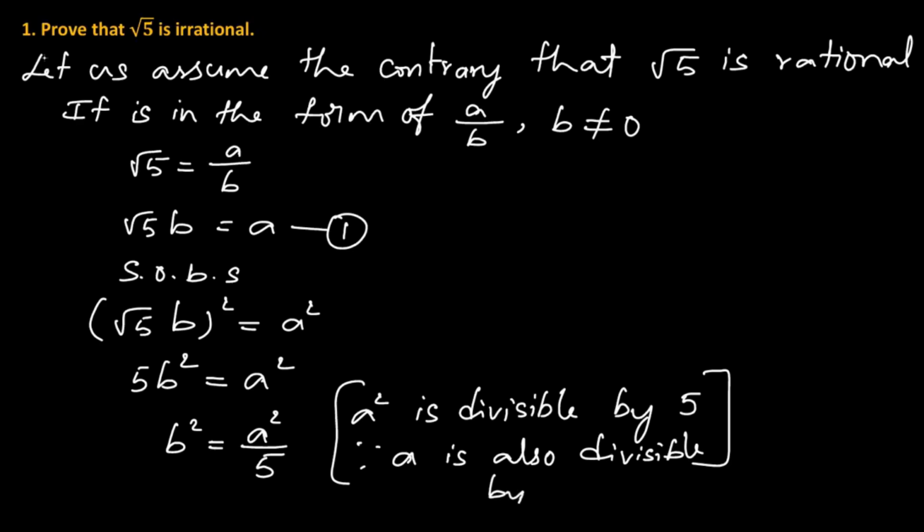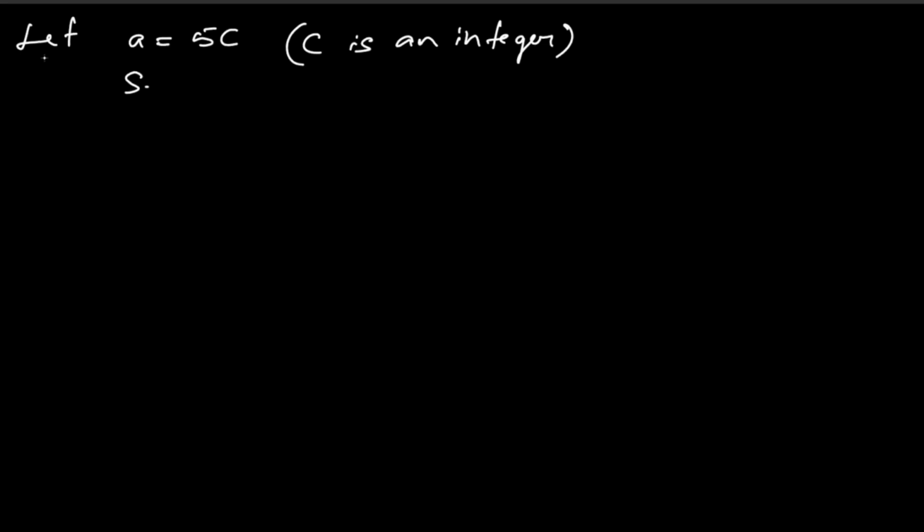This is a very important point. If a square is divisible by 5, then a is also divisible by 5. So let's take a variable c. Let a is equal to 5c, where c is any integer. Now squaring on both sides, a square is equal to 5c whole square. A square is equal to 25c square.